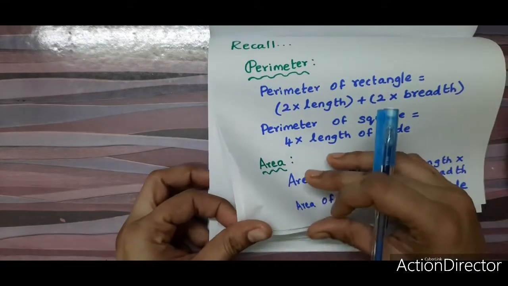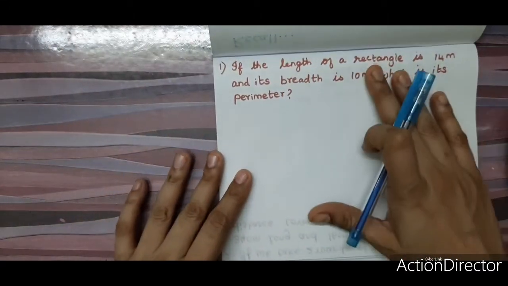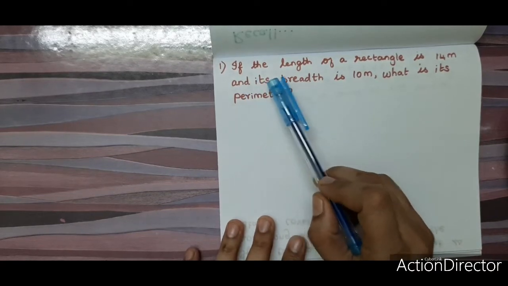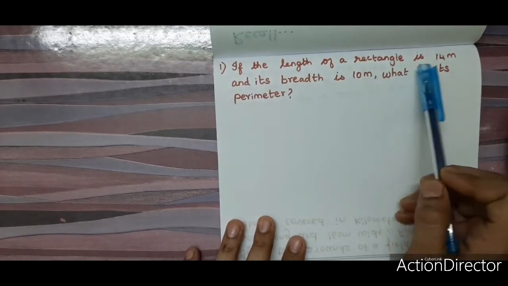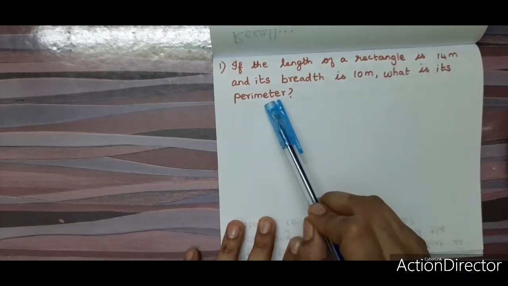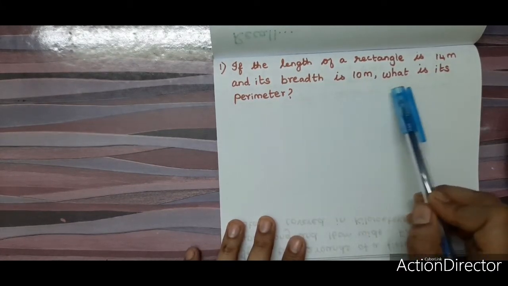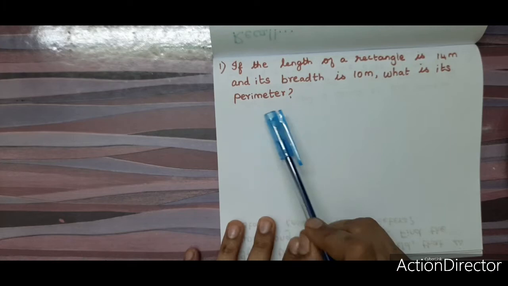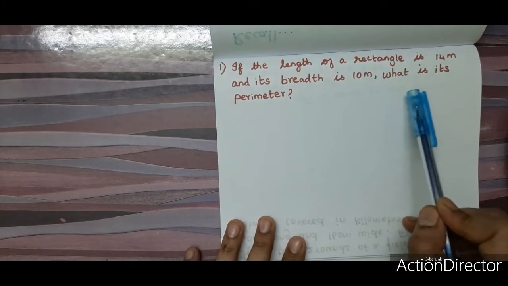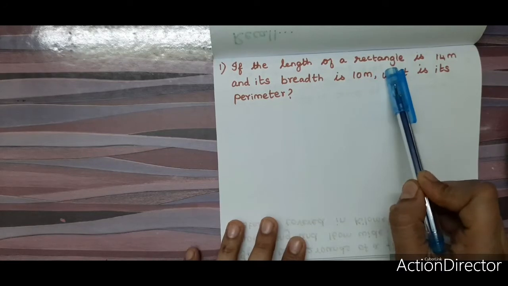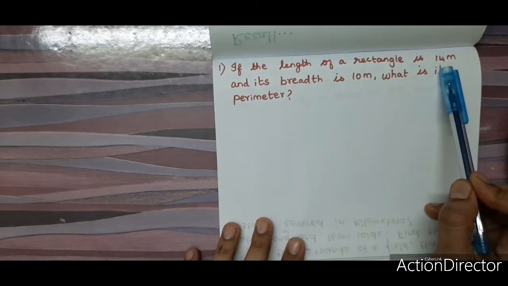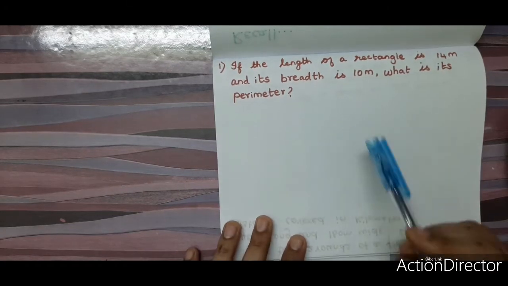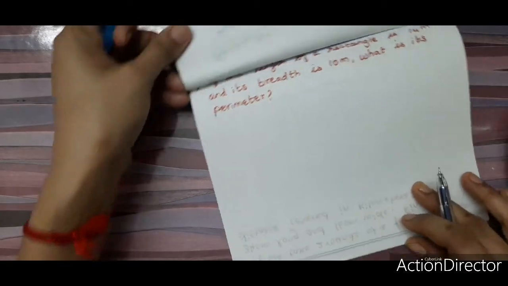The first sum, please see the question. If the length of a rectangle is 14 meter and its breadth is 10 meter, what is its perimeter? So they have asked to find the perimeter of a rectangle, and they have given the length and breadth values. How will you calculate the perimeter of a rectangle?